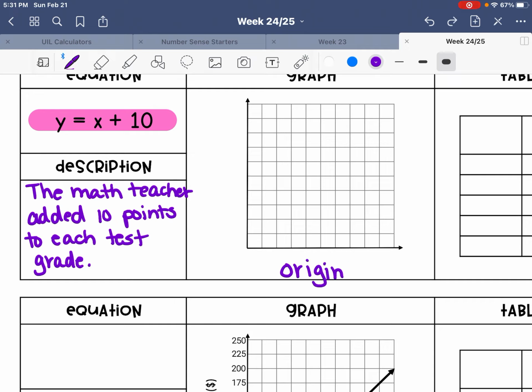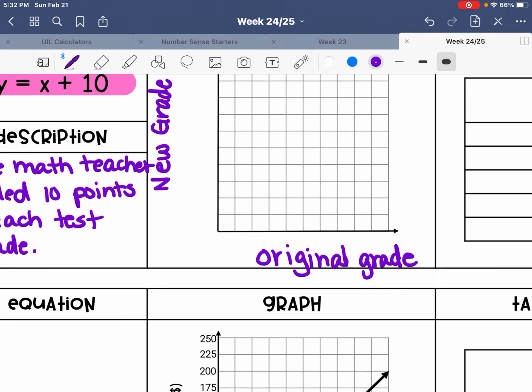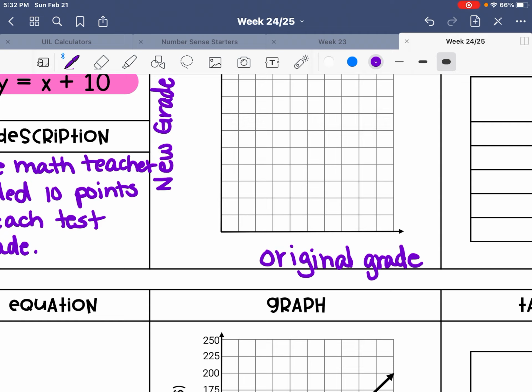The original grade will be our independent variable, and the new grade will be our dependent variable. So what we want to say is, well, if you have a grade of 0 and we add 10 points to your grade, then you're going to have a grade of 10.